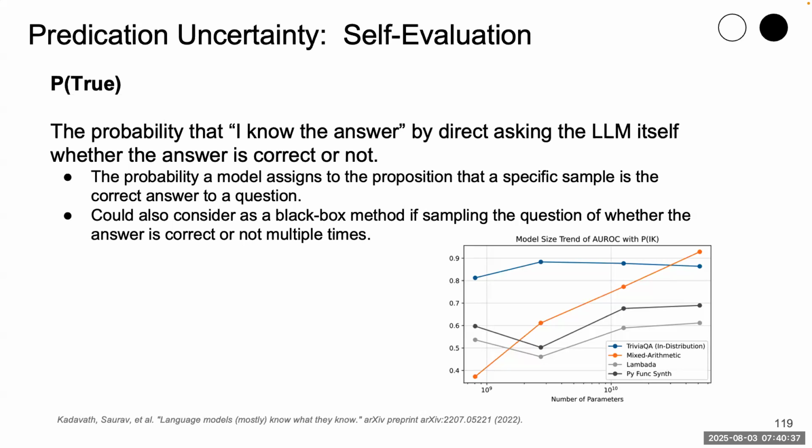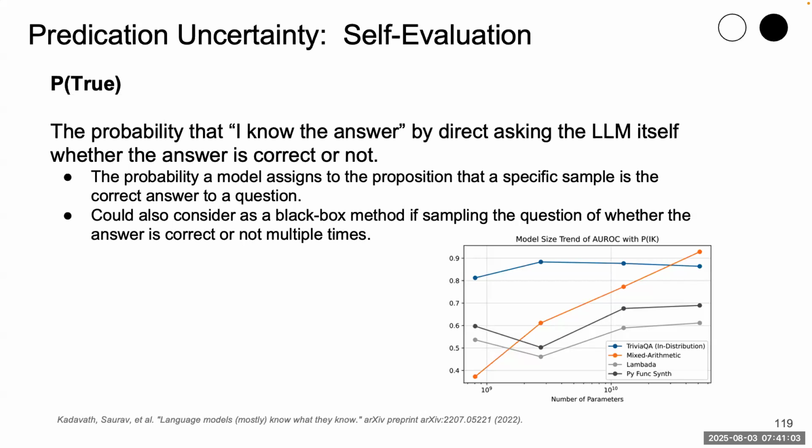If you are using a white box method, you are just asking, "Yes, I know the answer" or "I don't know the answer." You just measure the probability of "I know the answer" and "I don't know the answer." But if you do not have access to the probability, just sample it multiple times and then do a Monte Carlo estimation. Okay.